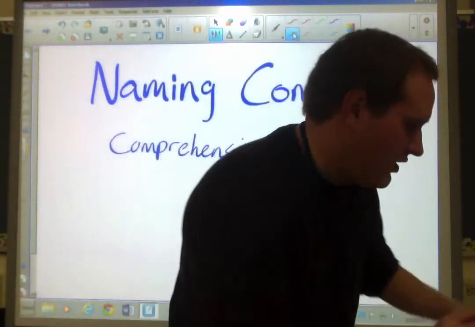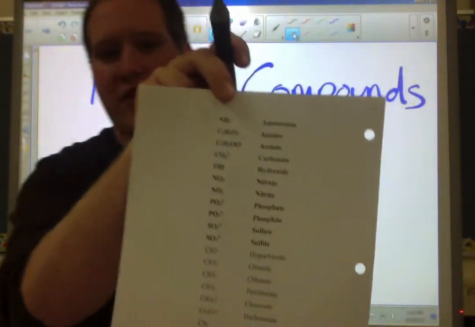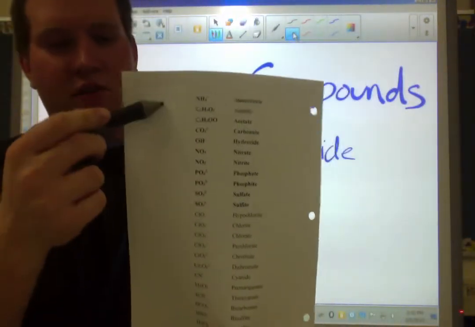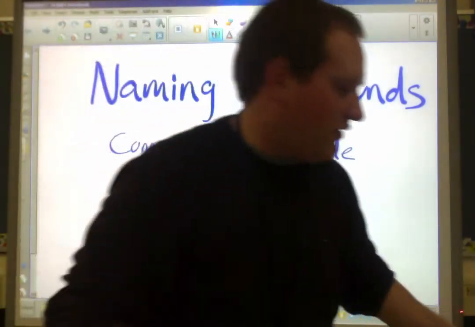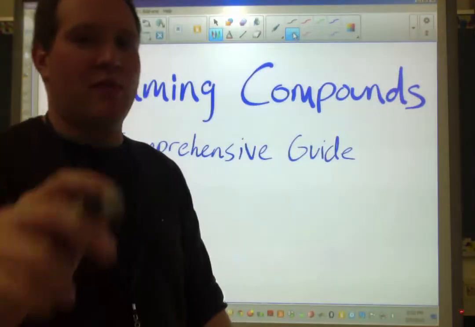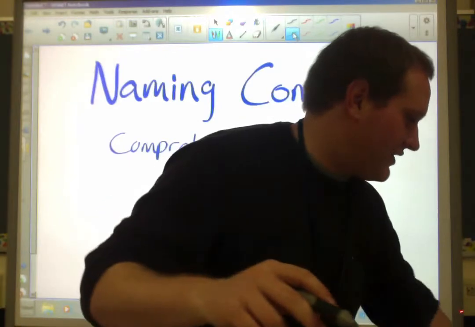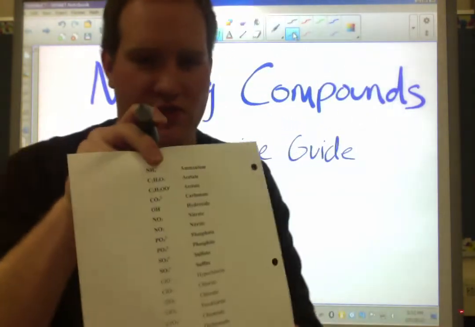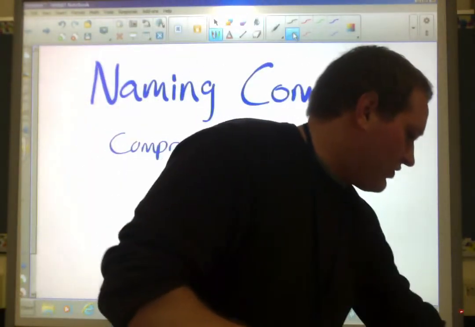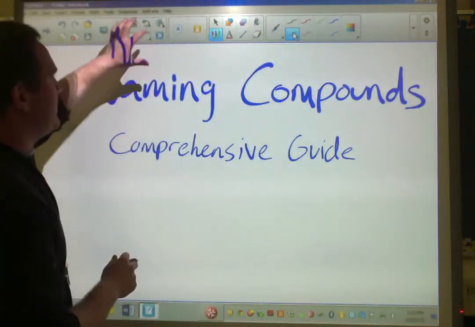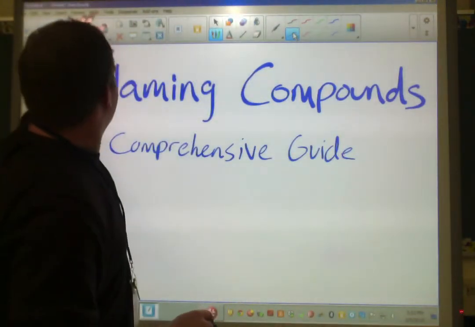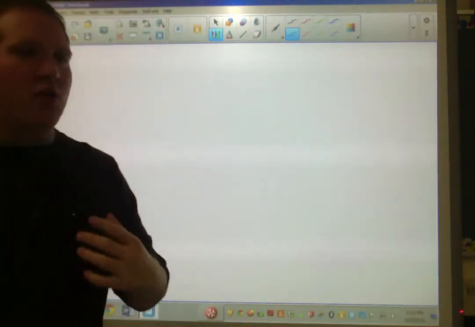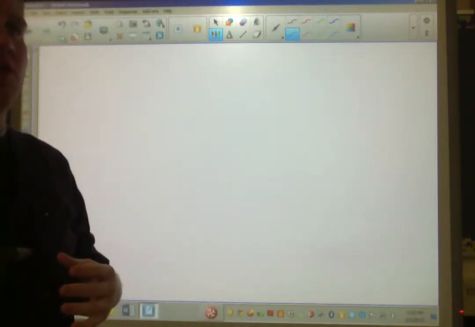Make sure you have your polyatomic ions list. The main ones I'm going to be using are these bold ones. And for my chemistry students, you want to make sure you have those memorized. Physical science, I said you can use this list. So let's begin. So the first thing you always want to determine when you're looking at a formula.